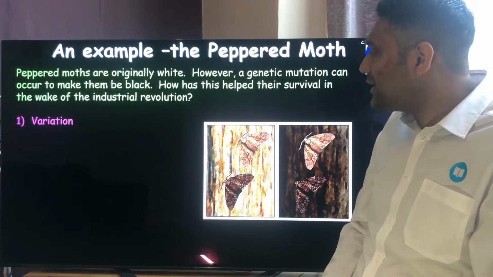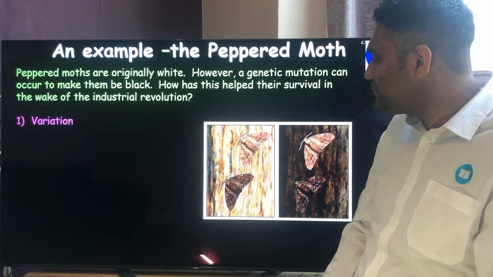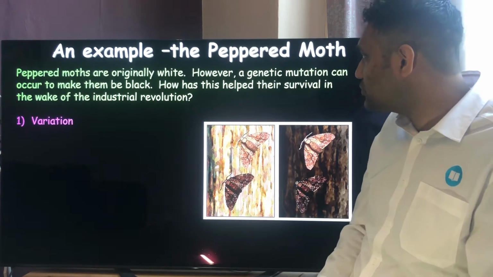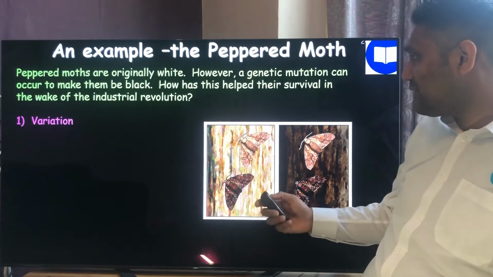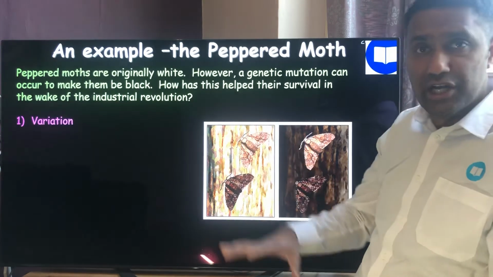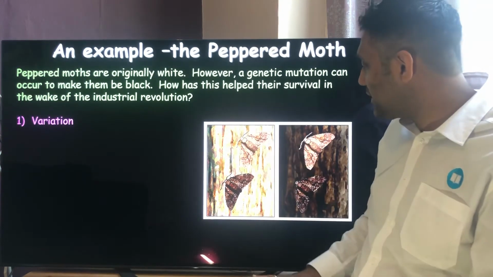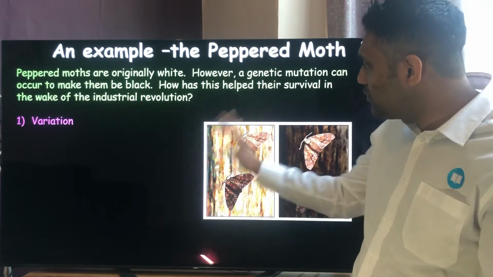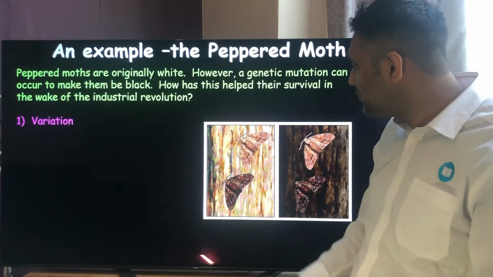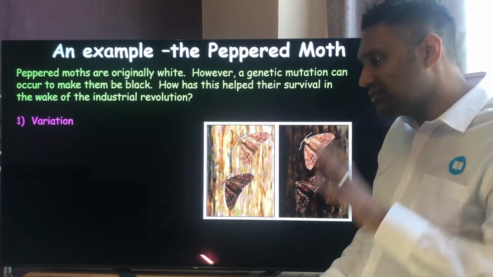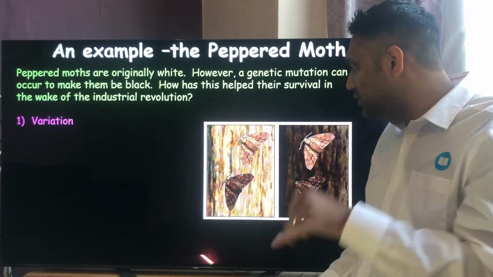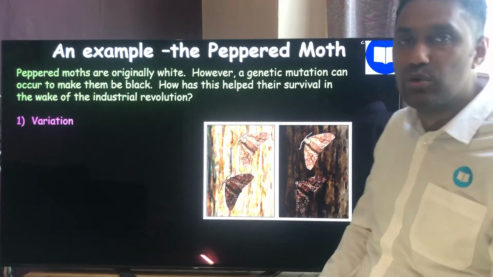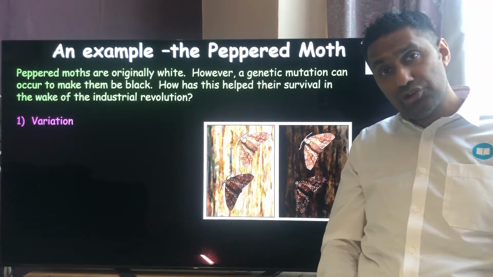So in the early 1800s, you only had these white peppered moths, the lighter coloured ones, and they could survive in the countryside or even in cities back then, because the trees and the buildings and everything were lighter in colour. Can you see that one? A bird's flying past, won't see that one, you'll see that one, that will get eaten. There weren't many black ones about, there weren't any black ones at all around in the early 1800s.